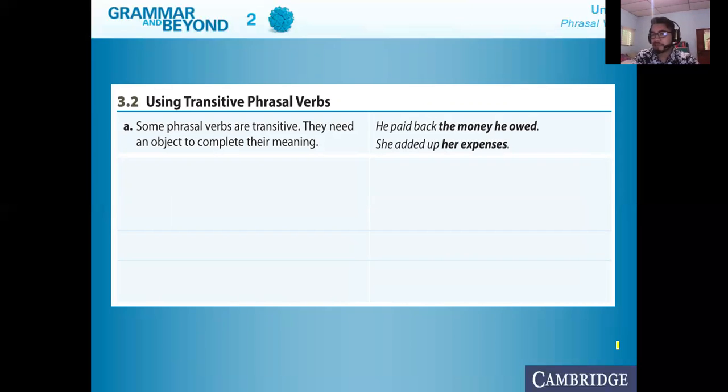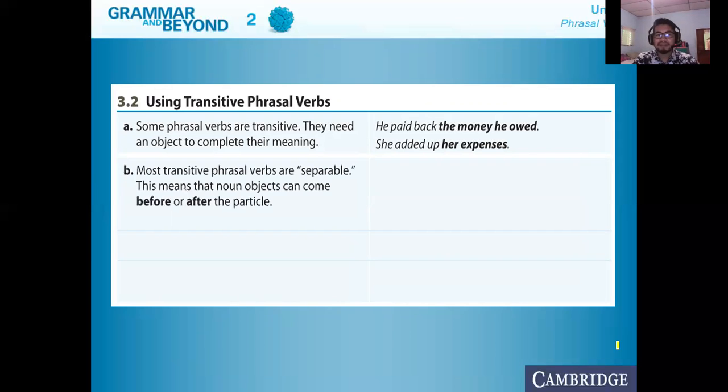She added up her expenses. But if I say, she added up what? We need more context. We need an object, we need a complement for that sentence.